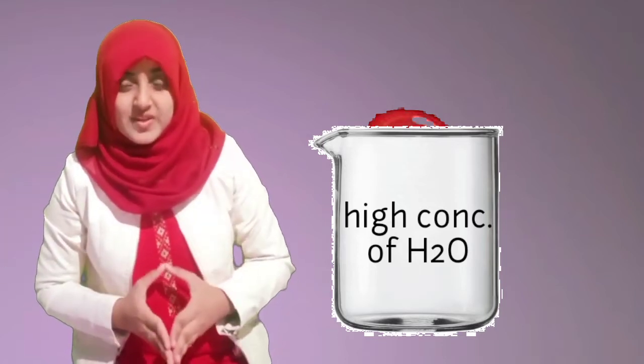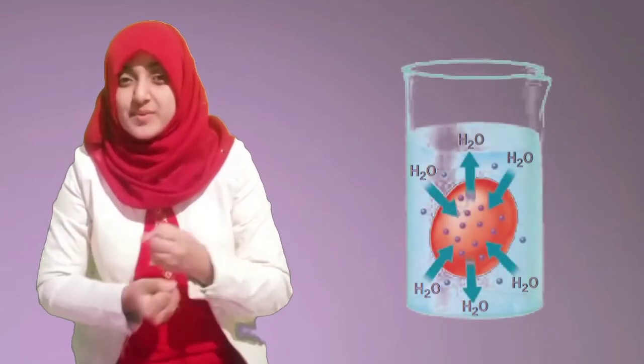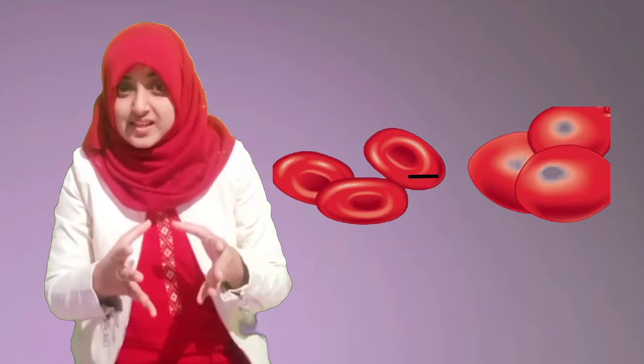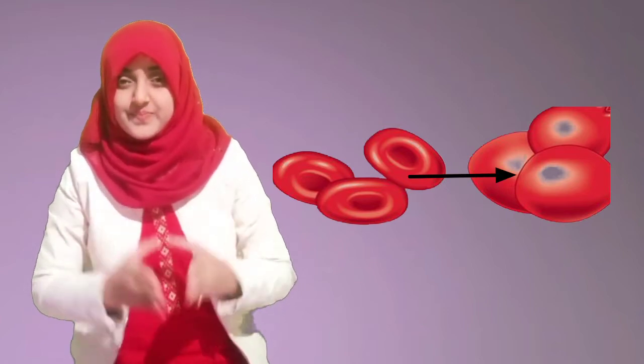What would happen? Of course, the cell would gain water from its external medium, right? Why is that so? Because the external medium had higher concentration of water, and we already know that water always moves from a region of higher concentration to a region of lower concentration, right? So as a result, the cell would swell.